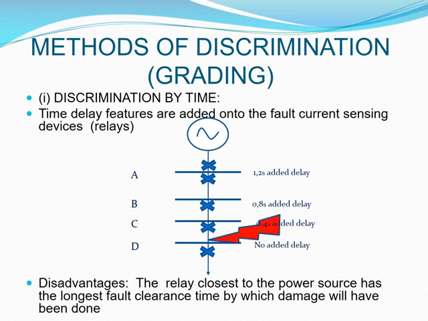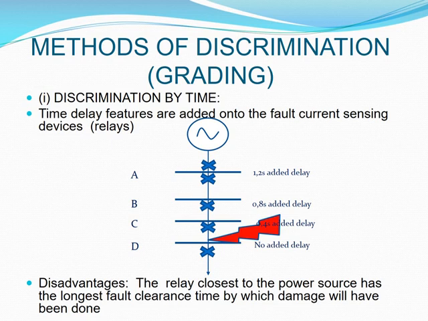And the disadvantage really is that the relays that are closest to your source, those two relays, will take the longest time to clear the fault. As you can see, it's 1.2 seconds that has been added to clear this fault over here. And that will result in damage to your network to such an effect that it could even damage your generator at your source point. So that is the disadvantage of it.